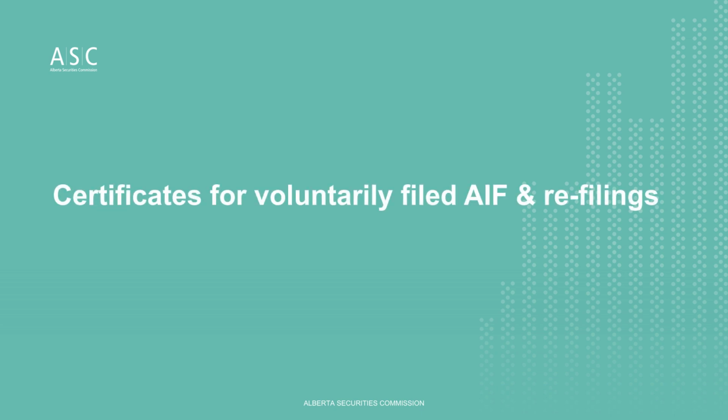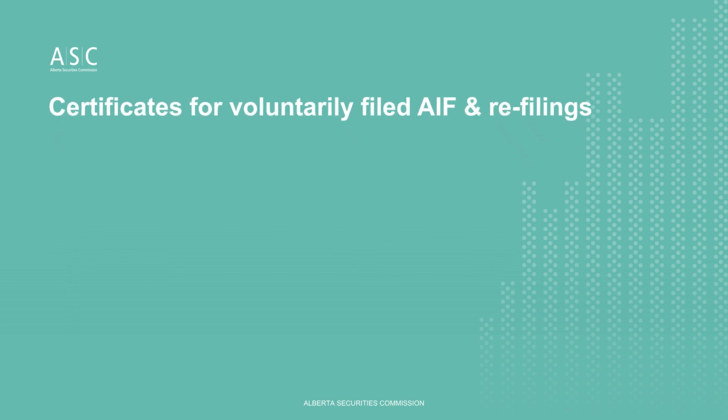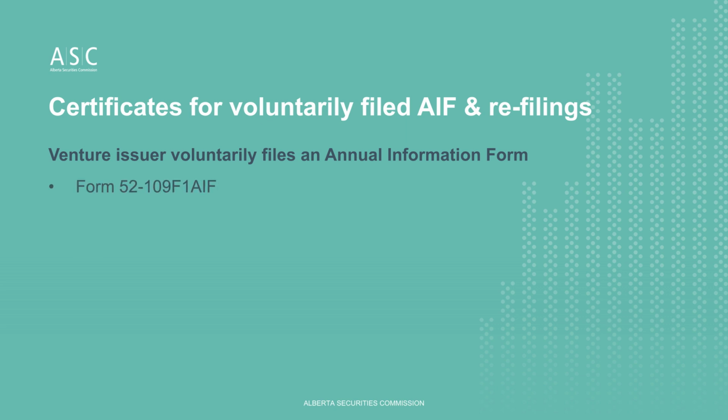Now moving back to the required certificates. There are circumstances where additional certificates are required to be filed by issuers. If a venture issuer voluntarily files an AIF for a financial year after it has filed its annual financial statements, annual MD&A, and annual certificates for the financial year, the issuer must file a certificate in Form 52-109F1 AIF.